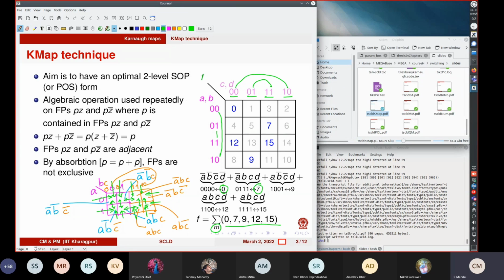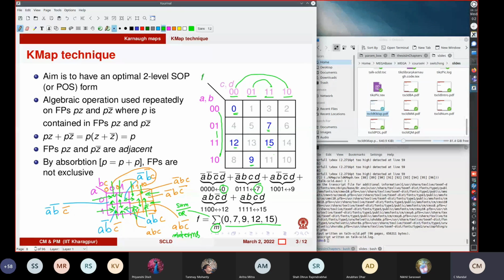This is how it's often written, and this is the notation. This M represents min terms, so it's a sum over min terms, a sum or OR. So this is a sum over these min terms, and these min terms are also shown over here. This is 0, this is 7, this is 9, this is 12, and this is 15.